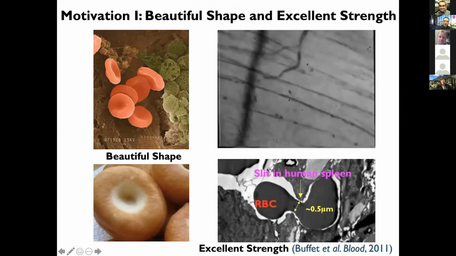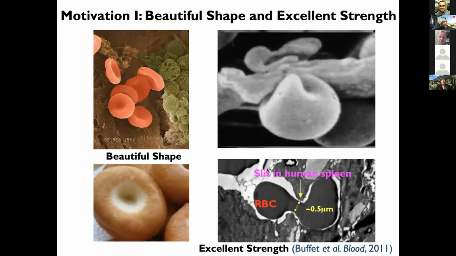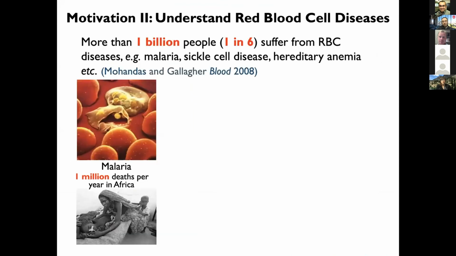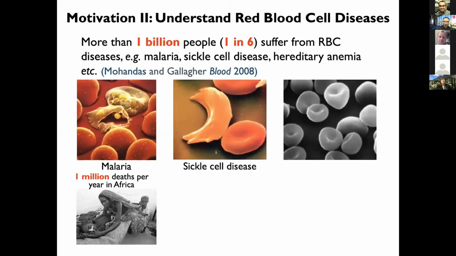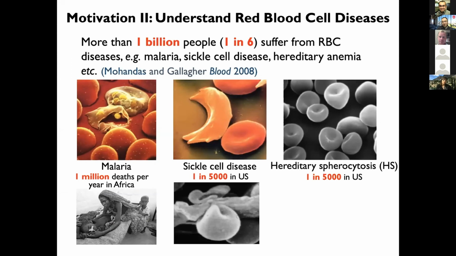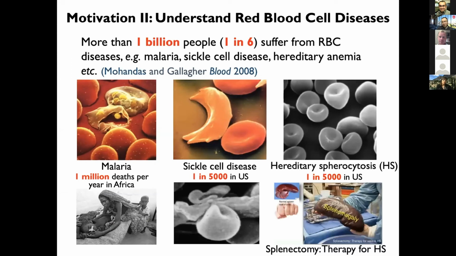This is another image to see how large the deformation is when the cell passes through the spleen. To understand that, we also want to know that there are many cases, even in malaria and sickle cell disease, where the red blood cells are not donut-like anymore. Then the cell cannot pass through the spleen anymore. It will block your spleen, then cause enlargement. You need to remove that.